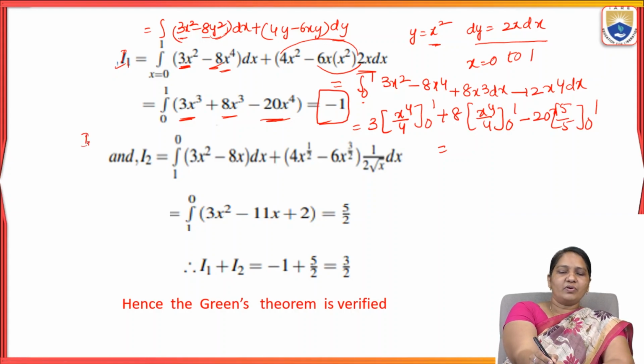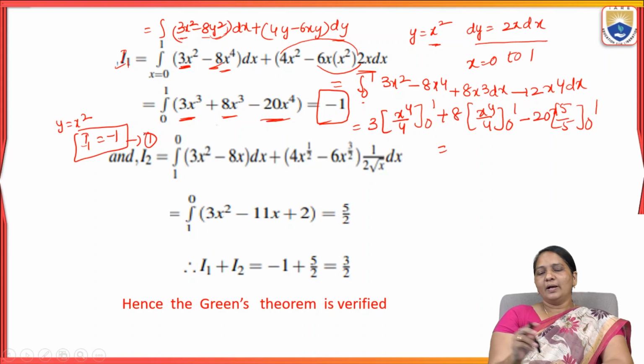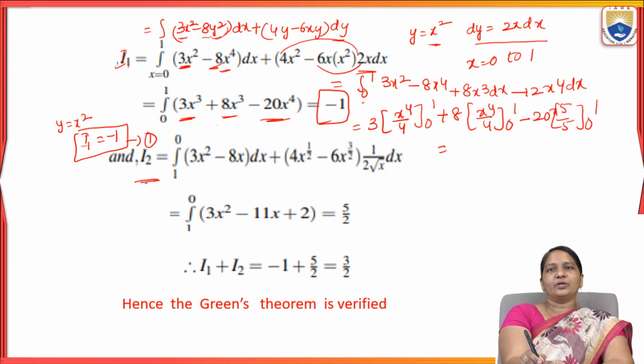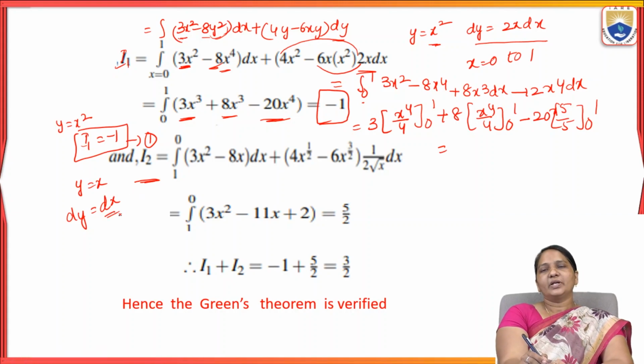That means I1, along curve y equal to x square, we got I1 is minus 1. This is the first one. Now I am going to calculate along I2. Along I2 means along y equal to x. If y equal to x, what about the dy value? dy value is dx. The x derivative is 1, and dx.